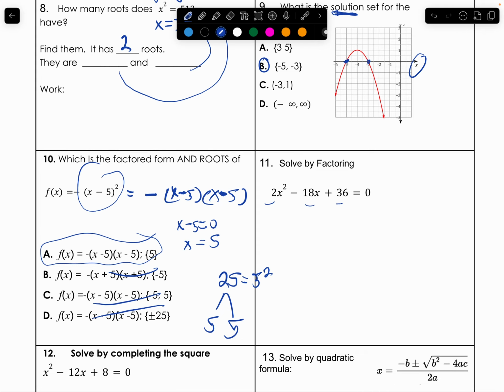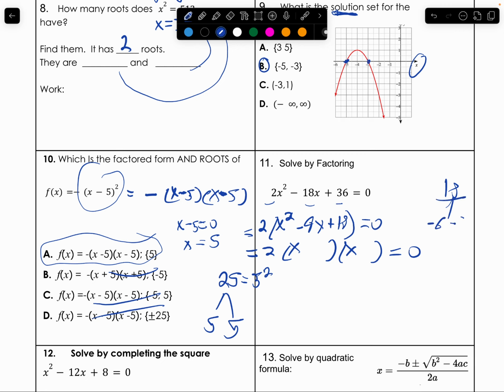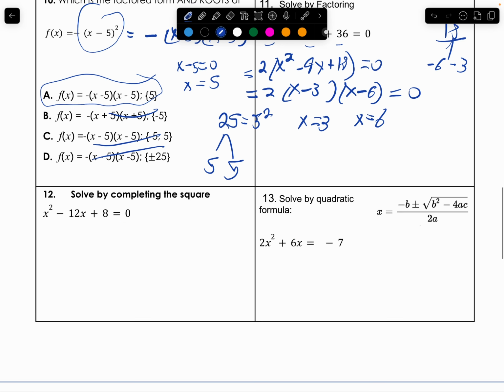Well, 2 is a common factor for all these things, so if I divide out the 2 in my first step, I get x squared minus 9x plus 18, and then I continue to factor because I'm not done yet. x times x is x squared. Two numbers that multiply together to give me 18, but add up to the middle number, which is negative 9, will be negative 6 and negative 3. So x equals 3 and x equals 6 are my two solutions for that.